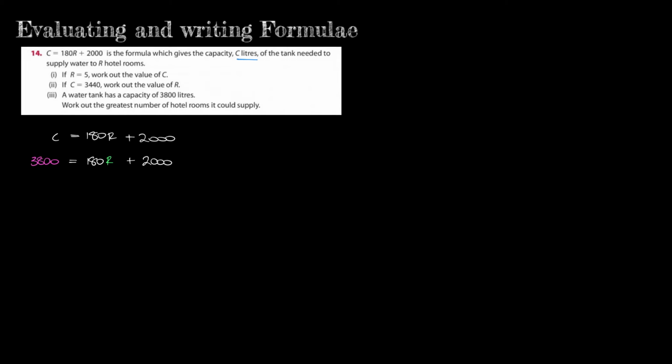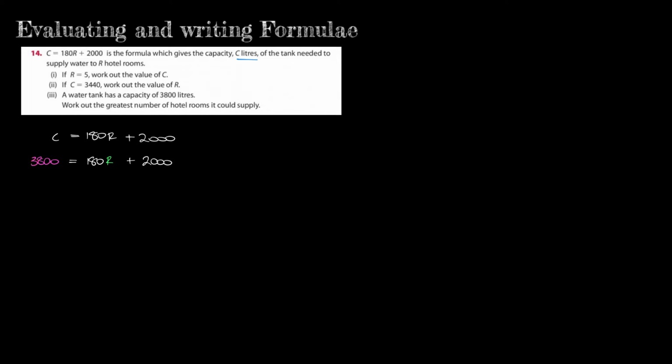Okay. So they want us to work out the greatest number of rooms. So this is the size of the tank, and they want us to work out the greatest number of rooms. So obviously the number of rooms is the unknown. So they want us to find out what that unknown is. It's most likely this will be a decimal, and if it's a decimal, we'll have to round it off. So let's have a look and see.